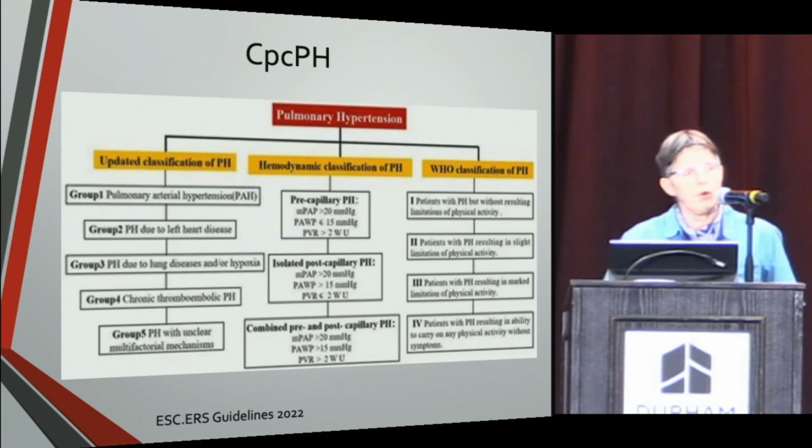For isolated post-capillary pH, which is basically pH with left heart disease, right? The mean PA pressure is high, it's greater than 20, but the wedge is high, that being the difference, and PVR is normal. So some of our left heart failure people are that, and they don't have any pre-capillary pH. But then we have this group that we call combined pre and post capillary. So their mean PA pressures are elevated, their wedge is elevated, but their PVR is also elevated. And the degree of those things varies tremendously.